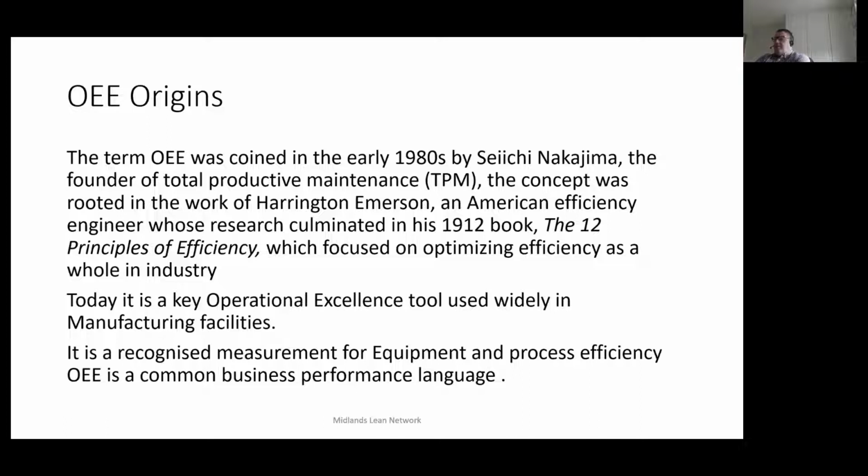Today it is a key operational excellence tool. You will find it in most manufacturing facilities, and anywhere that operates in terms of OpEx would deploy this particular tool. It is recognized for measurement of equipment and process efficiency, and it's a very, very common language in terms of business performance. So if I go to a factory in Japan or a factory in America and we talk about the performance of the machine and the process, and I ask about the OEE figure and for a breakout of the 3 measurements within OEE, I will understand how that process is running, what the performance of that machine is, and what the quality is like. I would also be able to quickly identify where the problems are with the particular process.